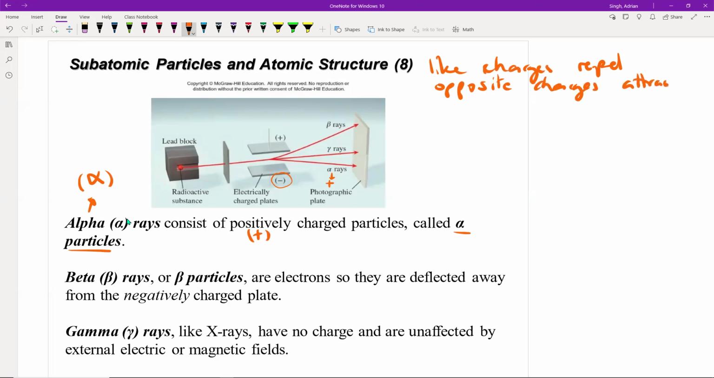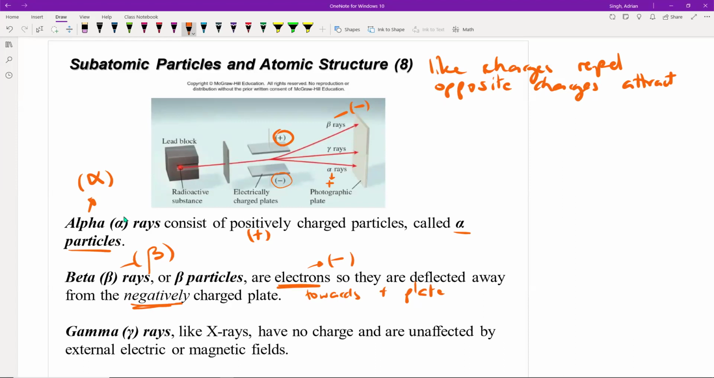So just based on the deflection, they were able to deduce the charge. Beta rays or beta particles, so this is the symbol for beta, kind of looks like a bee with a tail here at the front. These are essentially electrons. So electrons, we just said, are negatively charged. And these are deflected away from the negatively charged plate or towards the positive plate, right? And we see that up here, right? Your beta rays made up of beta particles. These are negative. They are attracted towards the positive plate.